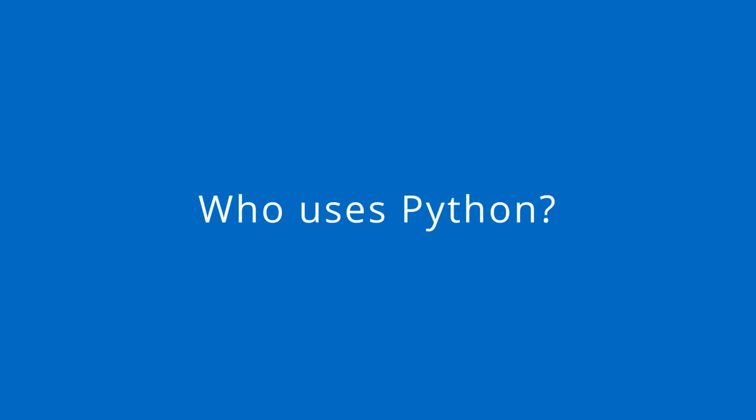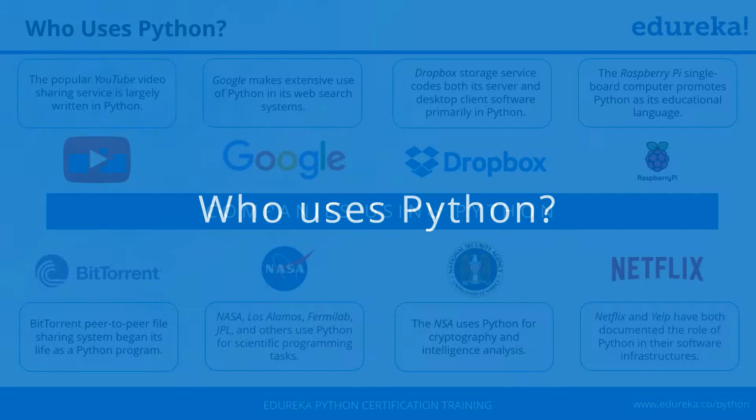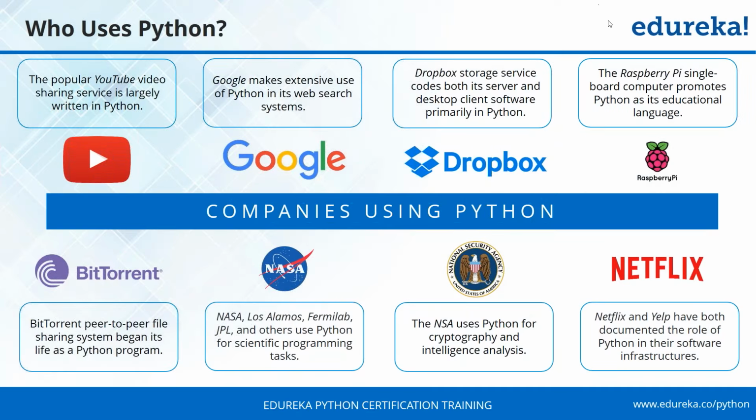Now let's look at who uses Python in the industry. Here are 8 companies that make use of Python in different domains. When I say domains, I refer to how Python is being used for various application development, various fields of interest. So let me give you a better idea.